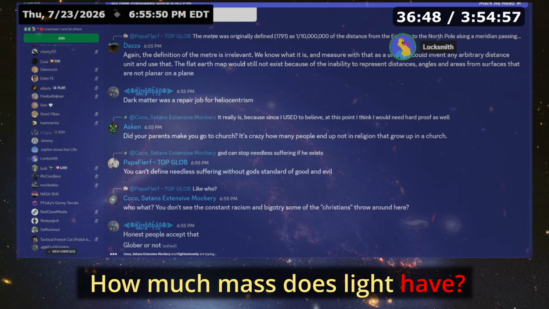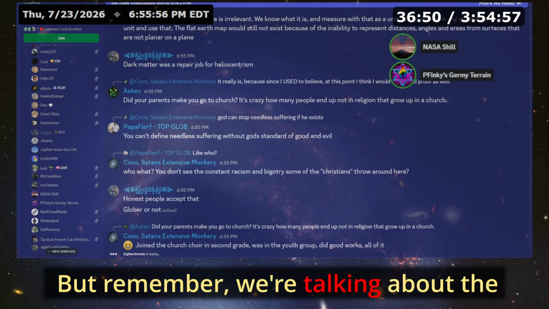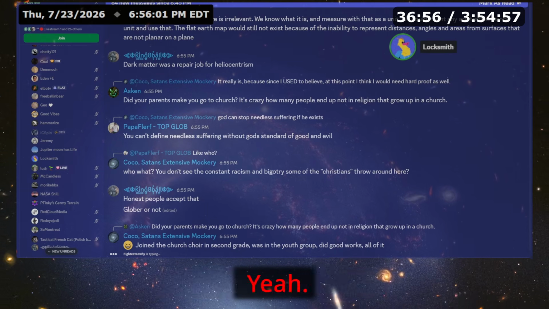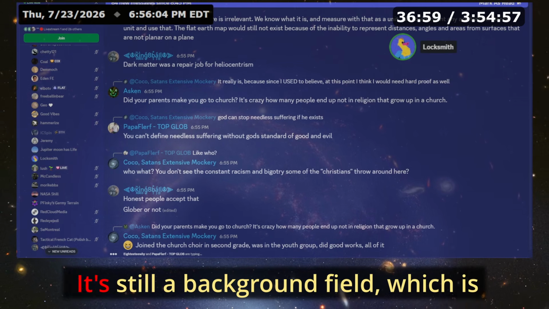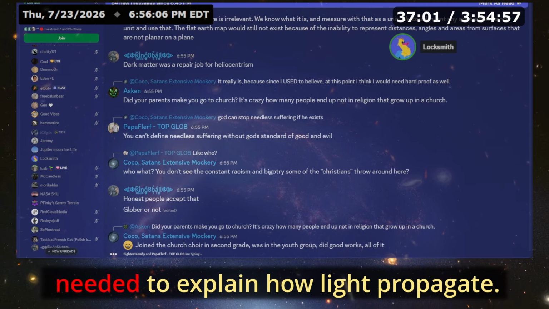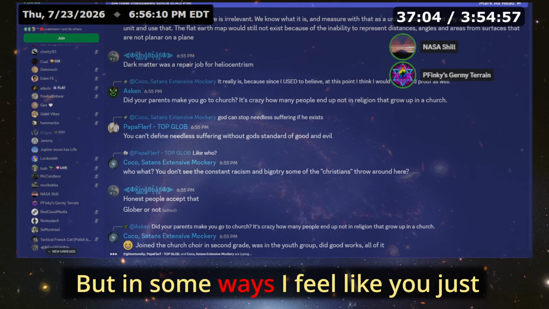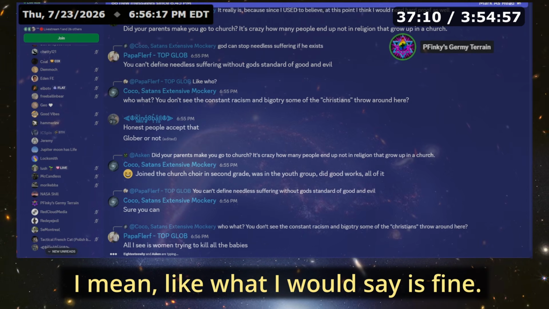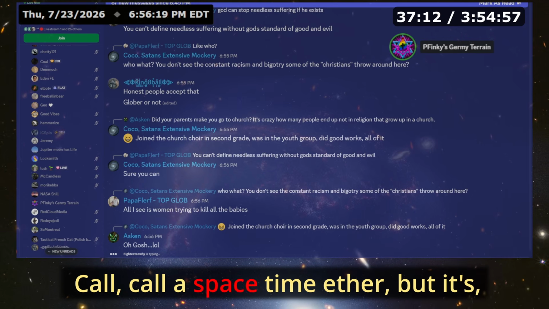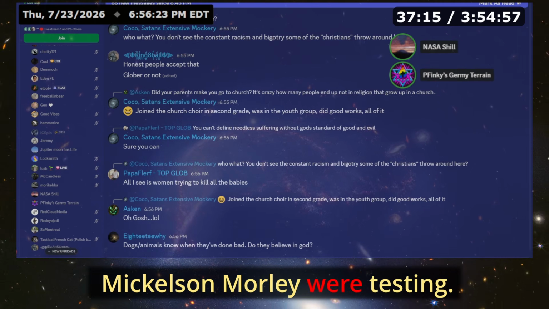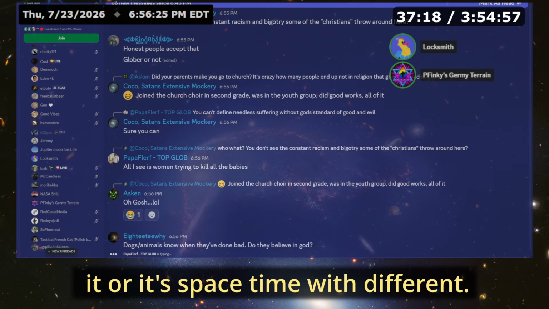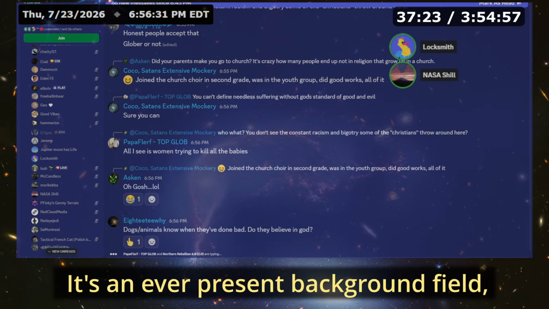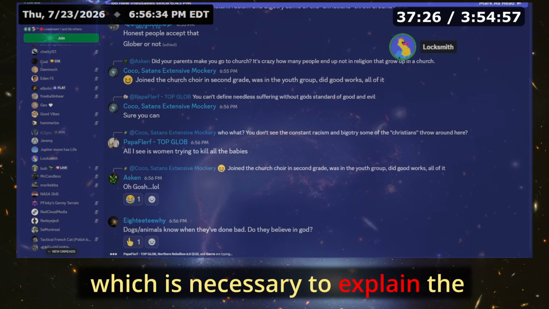How much mass does light have? Light has no mass. Okay. But remember, we're talking about the movement of galaxies and planets and trying to attribute that to some ether field. Yeah, but I said you just relabeled it space-time, right? It's still a background field which is needed to explain how light propagates. But in some ways, I feel like you just removed all properties of ether. I mean, what I would say is fine. Call space-time ether, but it's nothing like what Michelson-Morley were testing for. It's ether, it's space-time with a different. Yeah, you tried to reclaim it, relabeled it. It's an ever-present background field, which is necessary to explain the propagation of light.